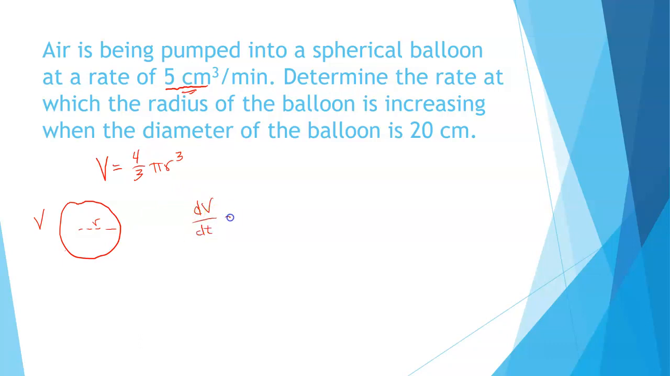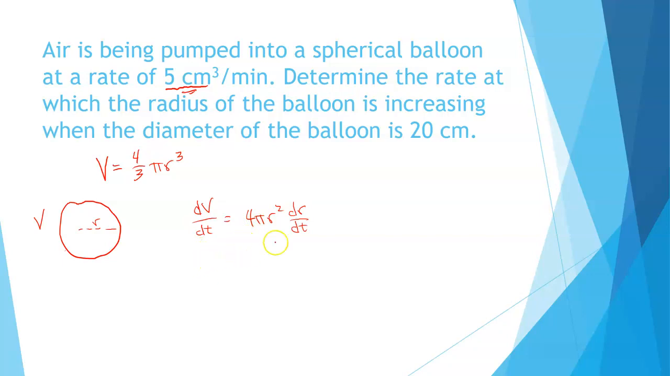Step 3 is we take the derivative of this function with respect to time. So the derivative of V is 1, but then because it's a function of time, we put dV/dt. And then the derivative of 4/3 pi r cubed is 4 pi r squared, because we bring the 3 down and multiply it by 4/3. That becomes 4 pi r squared, then we put dr/dt.